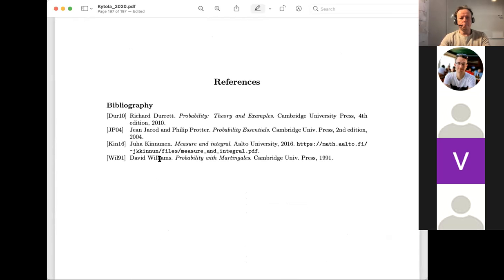References: the book of Williams, the book of Jacod and Protter. These are the books. And then Durrett also has a book on probability theory. And then you can also browse Juha Kinnunen's lecture notes about measure and integral if you want to see how the analysis point of view to the measure and integral is done.